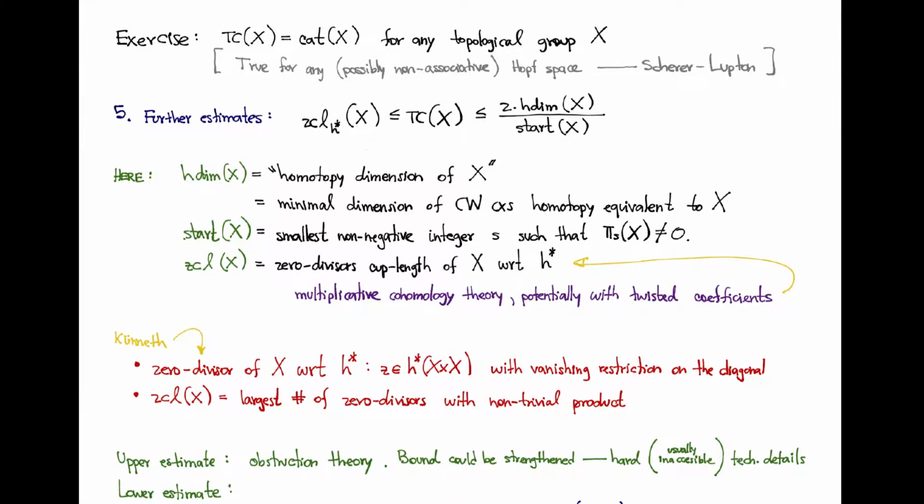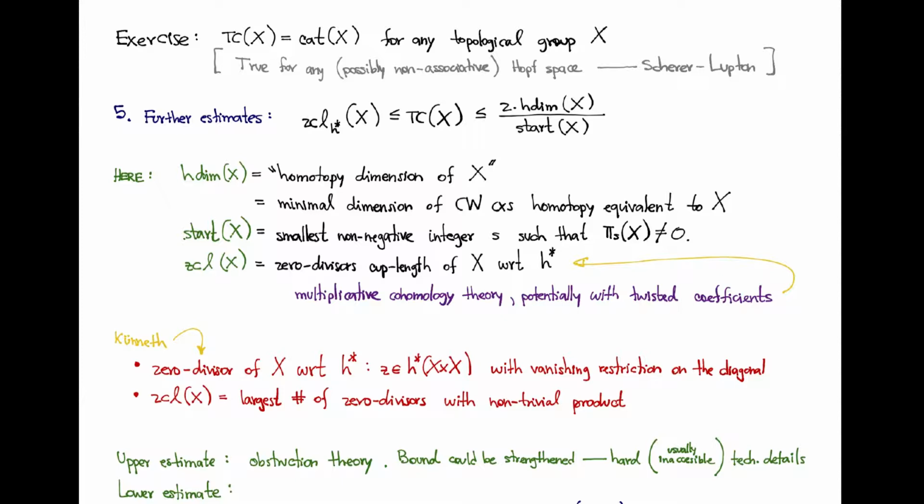And on the other side, I have essentially what is called the zero-cup length of X, say with respect to some cohomology theory. This can be some generalized cohomology theory. It could actually have twisted coefficients if you want. And it is defined essentially as follows. It's defined here.